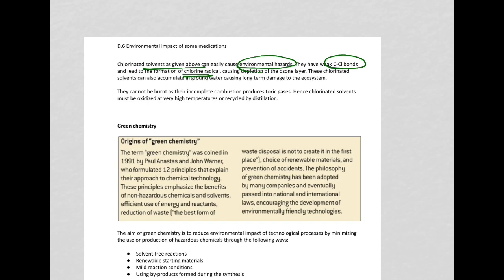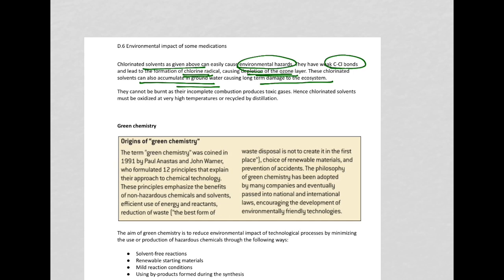Remember, in the stratosphere, these bonds can be broken down to release the radicals and can lead to the depletion of the ozone layer. These chlorinated solvents can also accumulate in groundwater and can cause long-term damage to the ecosystem.